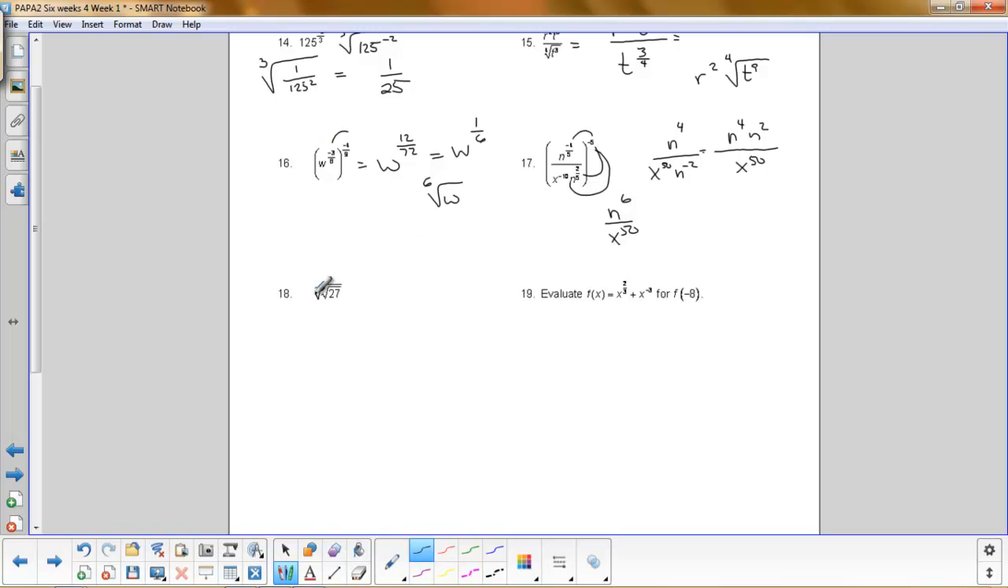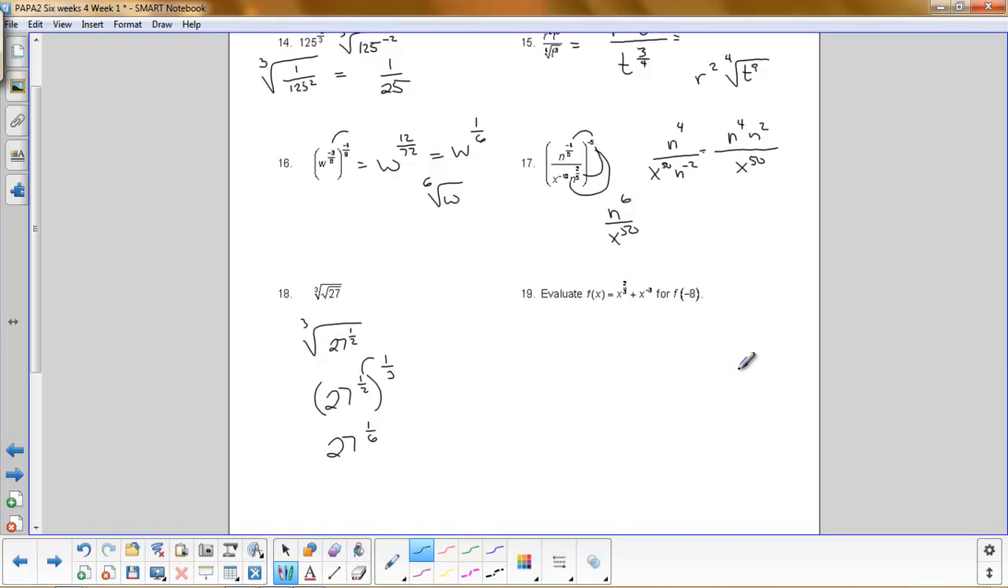So in looking at this, we've got a radical inside of a radical, so let's go ahead and deal with them separately. And that's going to be 27 to the 1/2 power. And then we have to raise that to the 1/3 power, and that's how we get 1/6. 27 to the 1/6 power is your answer here.